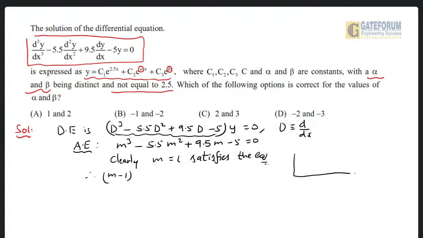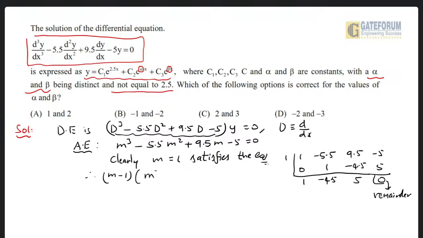The other m values are obtained by long division, synthetic division method. Here the coefficients are 1, minus 5.5, 9.5, minus 5. Here always put 0. The first root here, m is equal to 1. 1 plus 0, 1. 1 into 1, 1. And this is minus 4.5. And this is minus 4.5. And this becomes 5. 1 into 5, 5. Finally, remainder 0. This is remainder. So the quotient is these three terms multiplied respectively by m square, m and 1. So m square minus 4.5 m plus 5 is equal to 0.